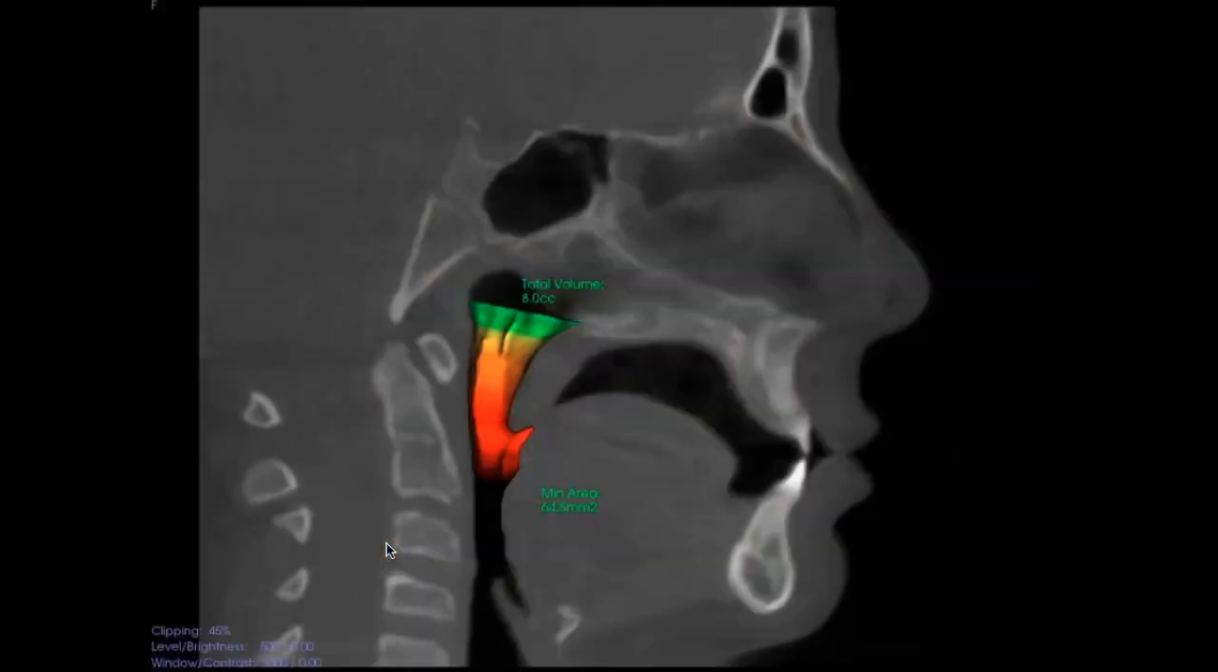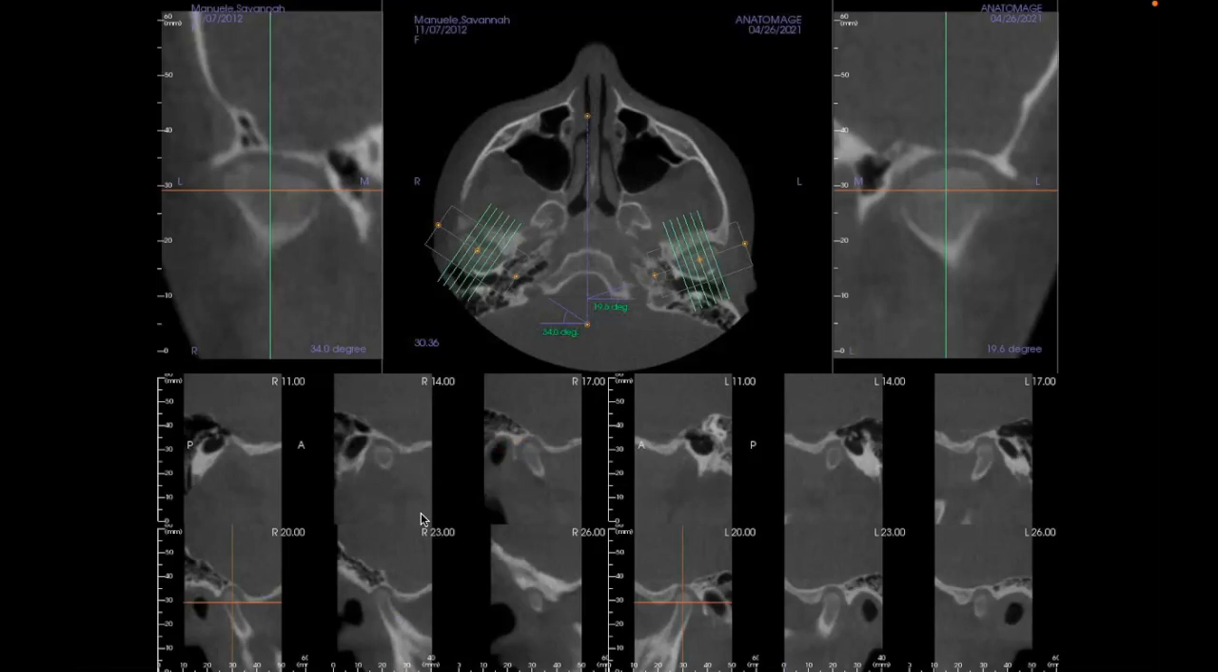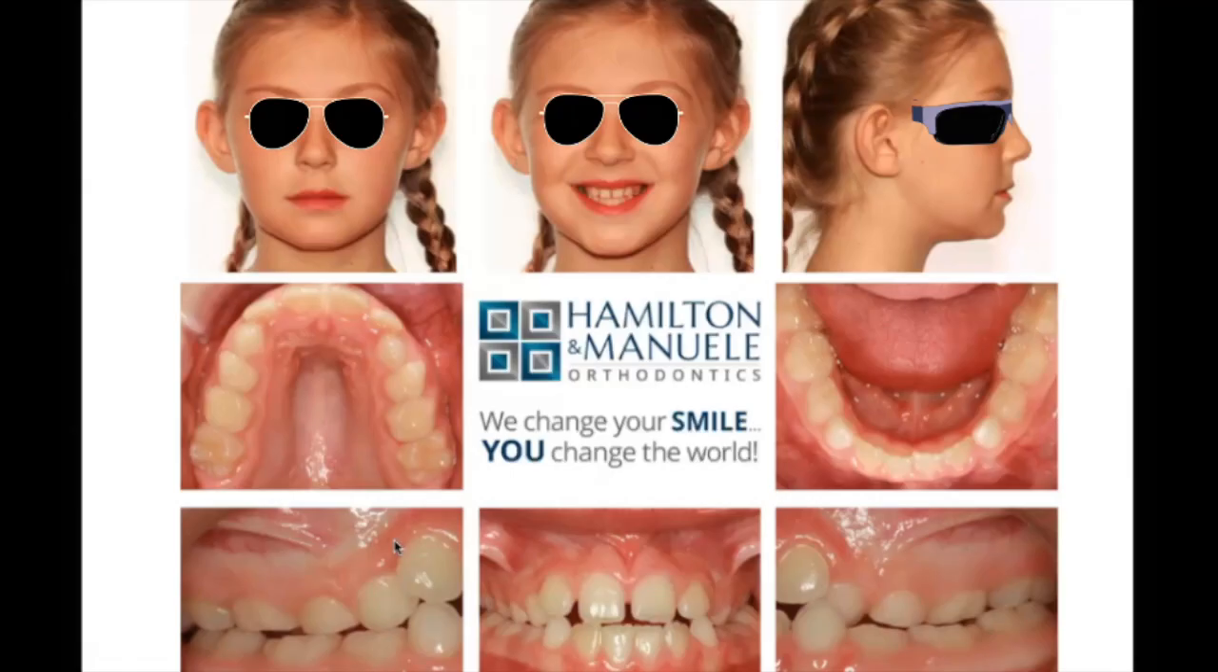Airway. Again, it's a screening, 60-something, a little bit shy at the area of the tonsils beneath the tongue there. Again, you'll ask the questions. TMJ looks normal. Okay, so how are we going to treat this case?